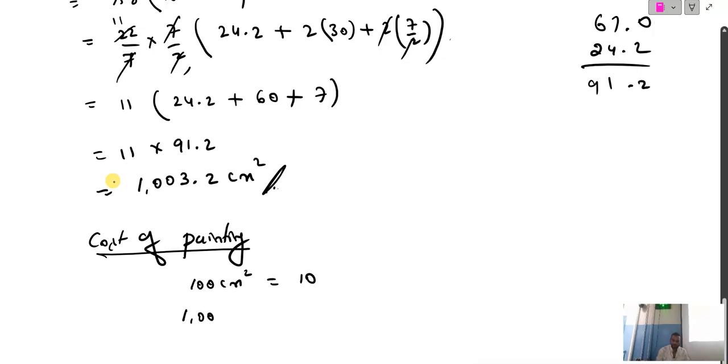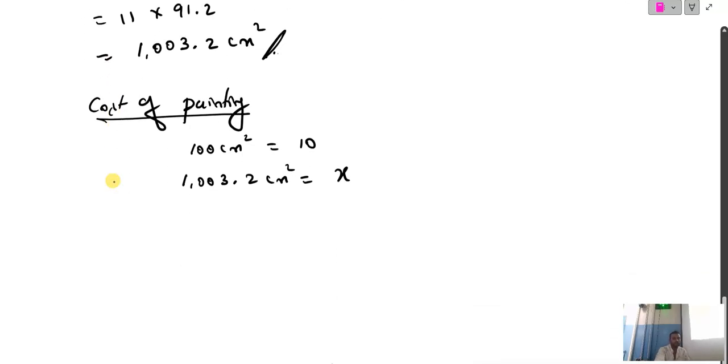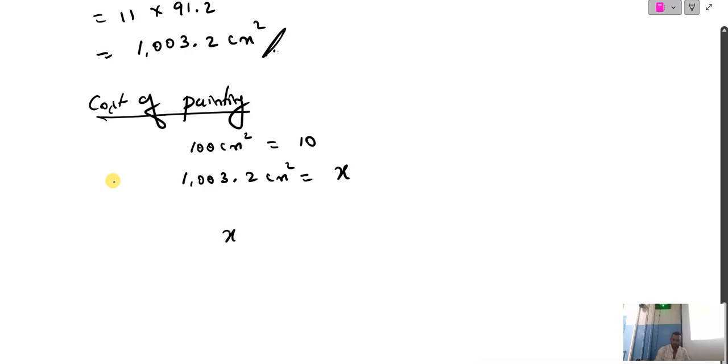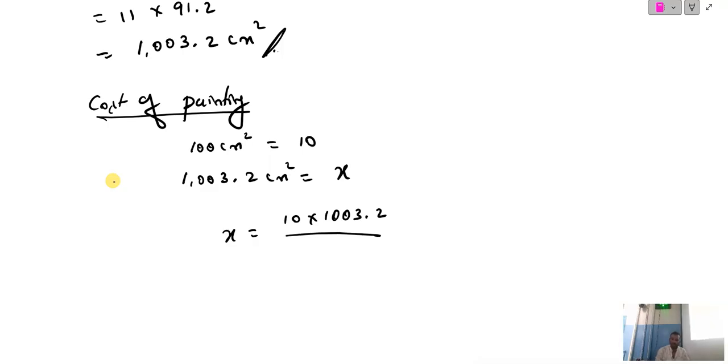Now 1003.2 centimeter square, we don't know. So it is x rupees. Shall we cross multiply? X goes here. 10 into 1003.2 divided by 100. Followed? Yeah. Now this 10, this 10 get cancelled.